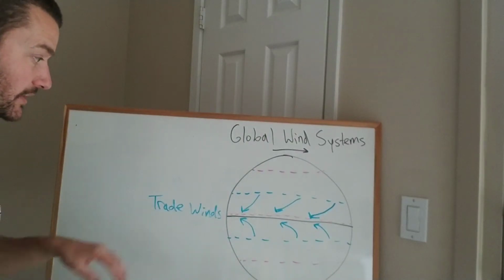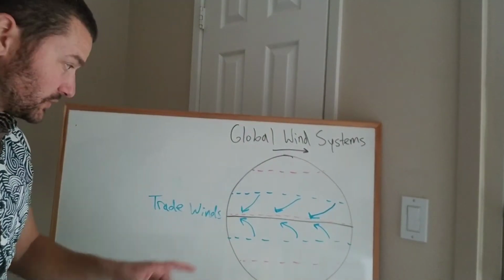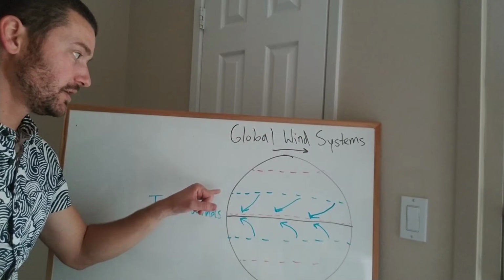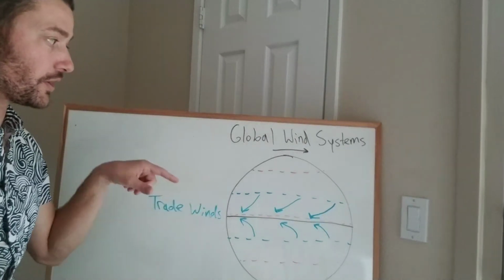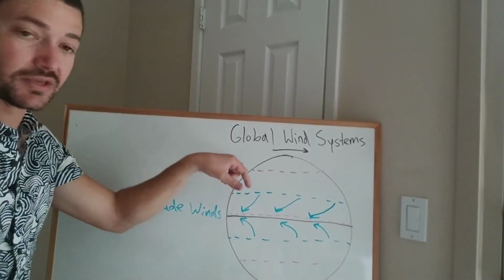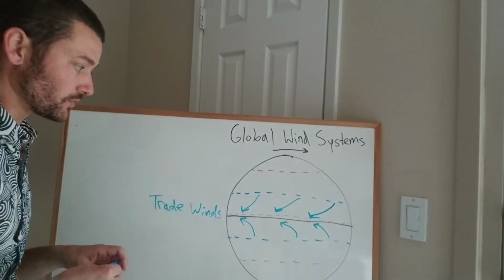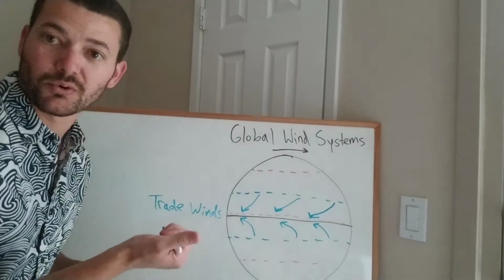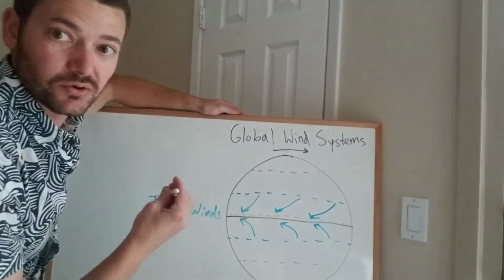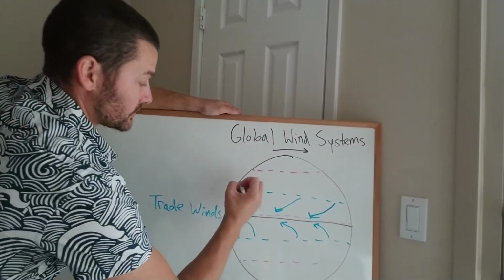All right, next global wind system. These winds, again, blow from the subtropical high, but this time they're going to blow towards the poles to the other low pressure system, the subpolar lows. So again, they follow the Coriolis force. In the northern hemisphere, that deflection is to the right, so they're going to do this.